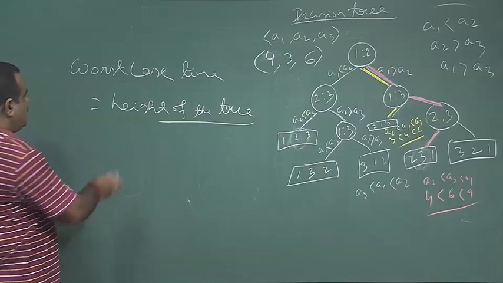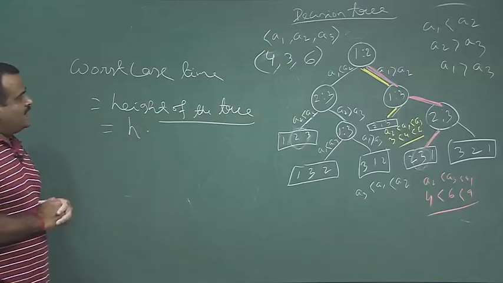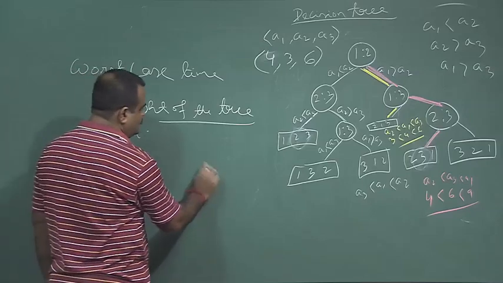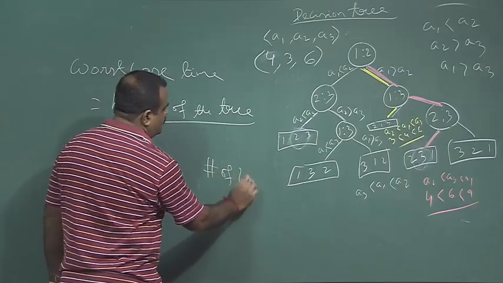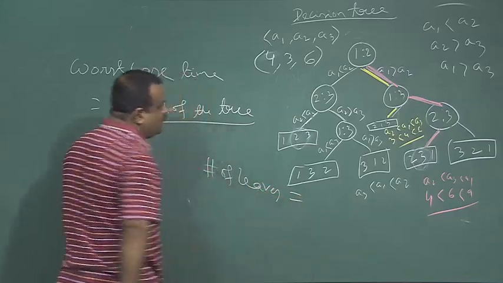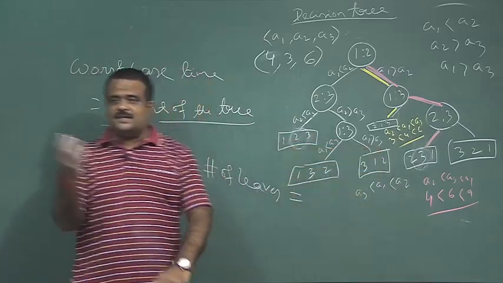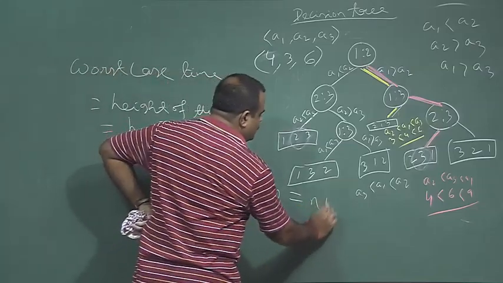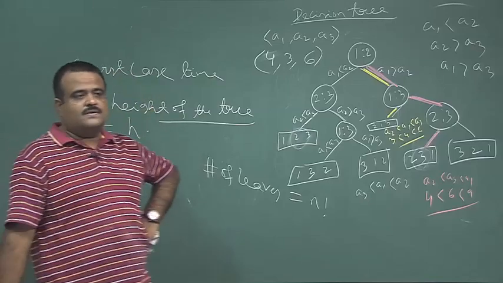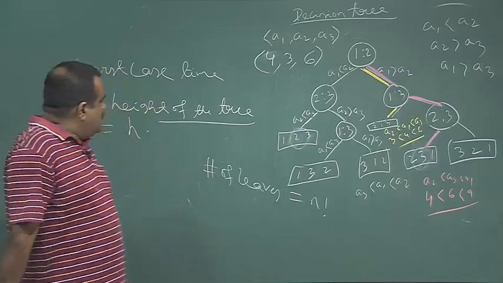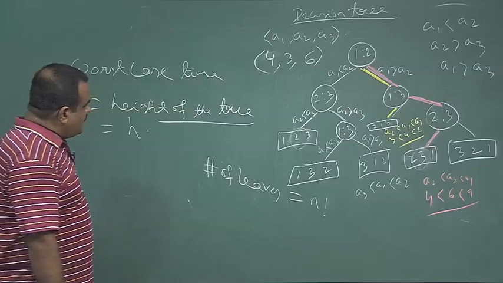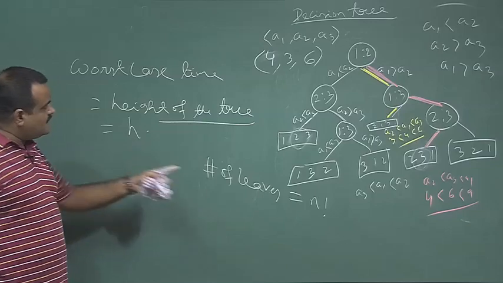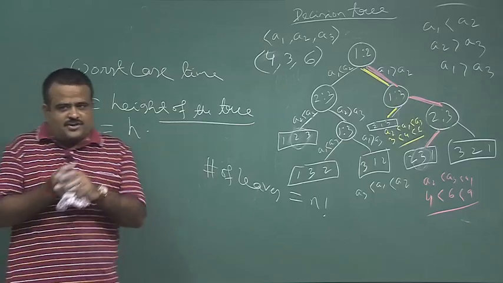So, if you denote this height by h, then how can we calculate h? Now, what is the number of leaves? The number of leaves is basically these nodes, which are permutations of the n elements. So, that is basically factorial n, because there are n elements. Is there any relationship we can draw between n and this number of leaves? So, this is a binary tree.